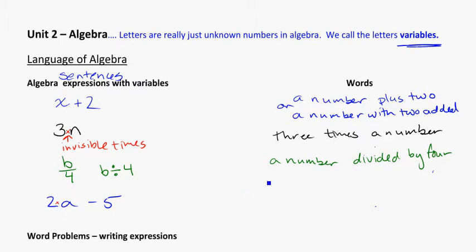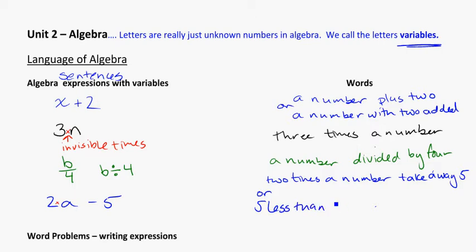Okay, so we could write that out as 2 times a number, take away 5. And there's another way we could write that too if we wanted to. Because remember, taking away 5 is kind of like saying it's going to be 5 less than whatever that was. So we could say 5 less than 2 times a number.